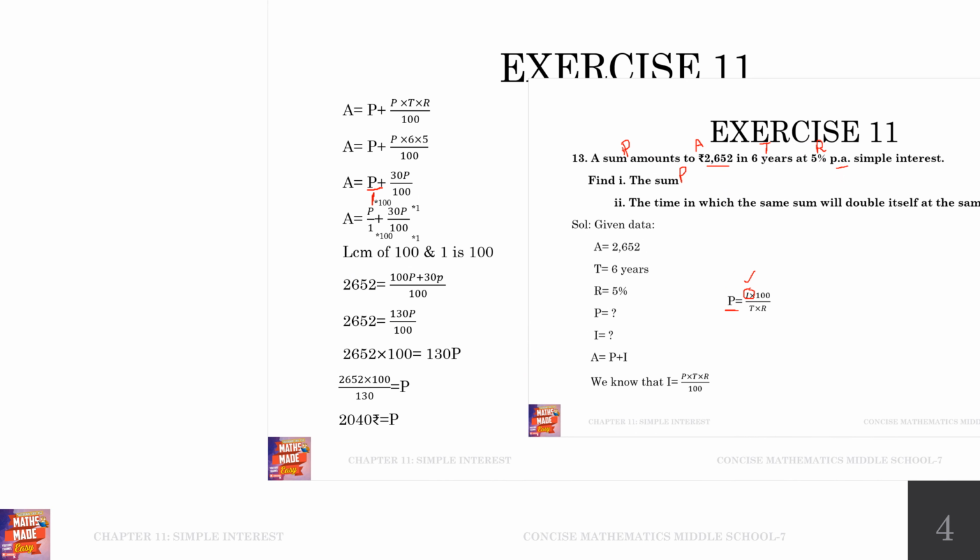So here is our second bit. Now we are going to solve this question: the time in which the same sum will double itself at the same interest, children. Here it is same interest. Okay.